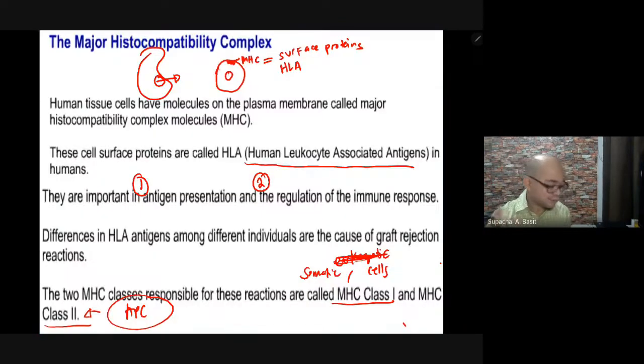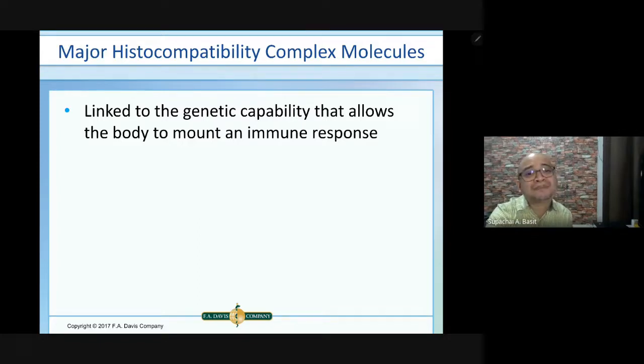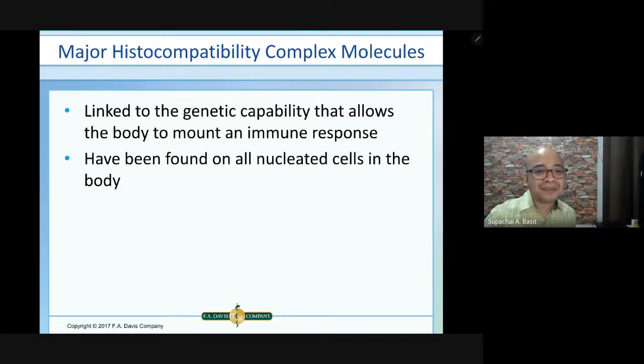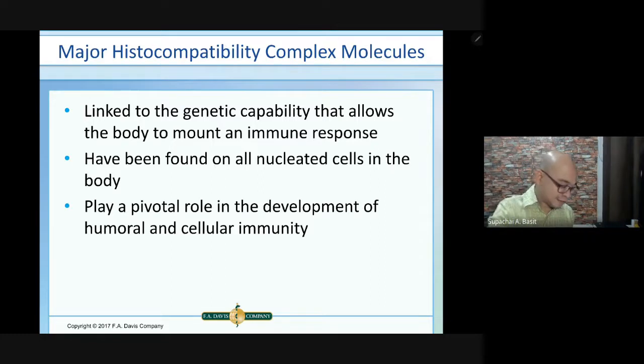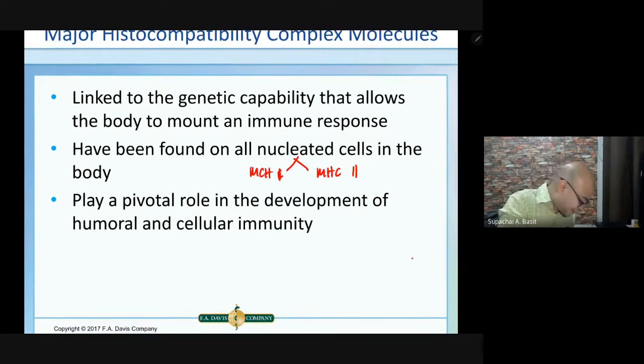So why are they important? Why do you think they are important? Because they are linked to the genetic capability that allows the body to mount an immune response. This explains why, before you get a kidney from another donor, you should have tissue typing to determine whether that particular kidney can be transplanted to you or not. They are found on all nucleated cells in the body. As I said, MHC class 1 and then MHC class 2. They play a pivotal role in the development of humoral and cellular immunity. By the way, just to give you an idea, humoral immunity is the primary role of B cells, and cellular immunity is the primary role of T cells.